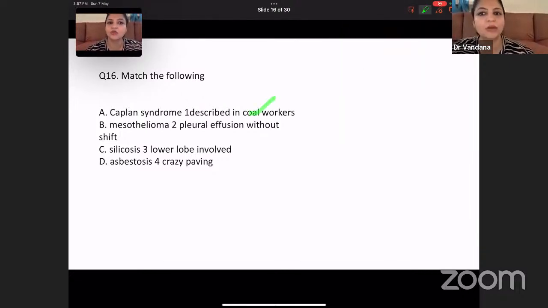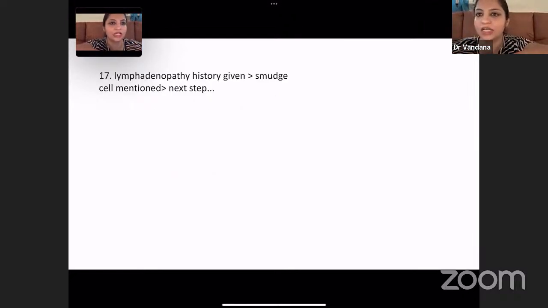Mesothelioma can be associated with pleural effusion. Silicosis usually gives you crazy paving, and in asbestosis usually the lower lobe is involved. I am sure all of you would have marked it correctly. It was match the following, and I just kept random options. So Caplan is coal worker, mesothelioma pleural effusion, silicosis crazy paving, and asbestosis lower lobes. This was a PYQ, and I am sure all of you would have done it right.